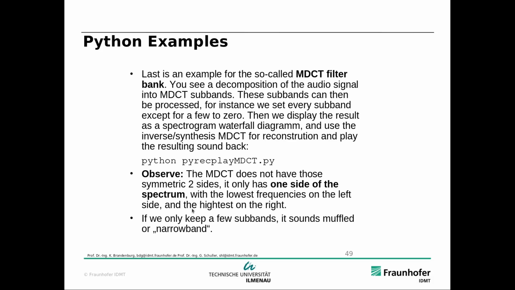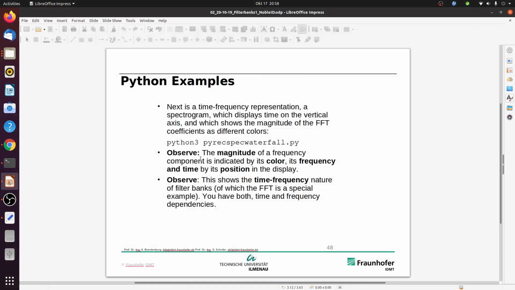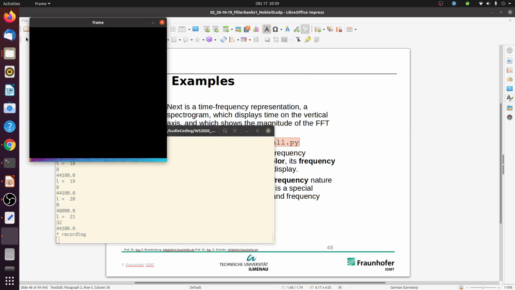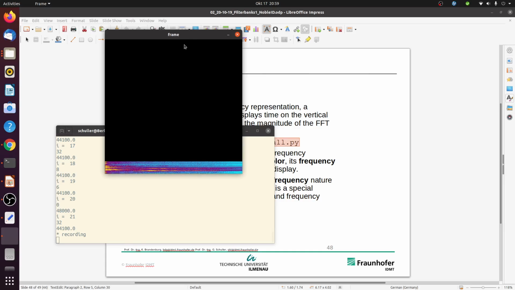Yeah, and here we can actually modify it. We can only keep a few subbands and see how it sounds like. For instance, muffled subbands. So let me copy and paste it here. Copy and Python 3. Yeah, now it starts.